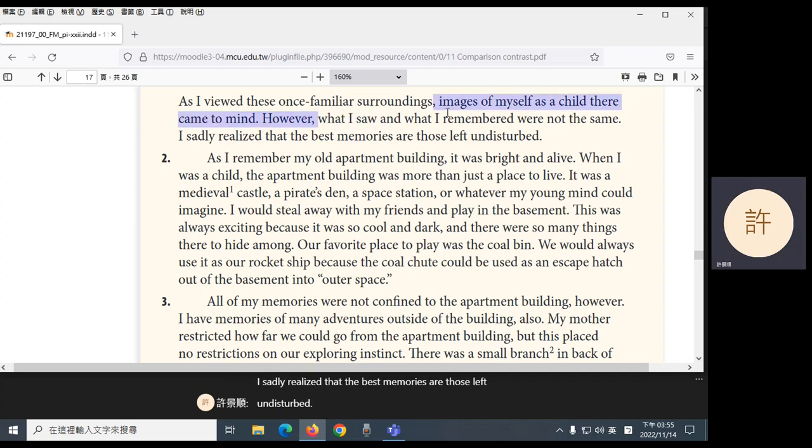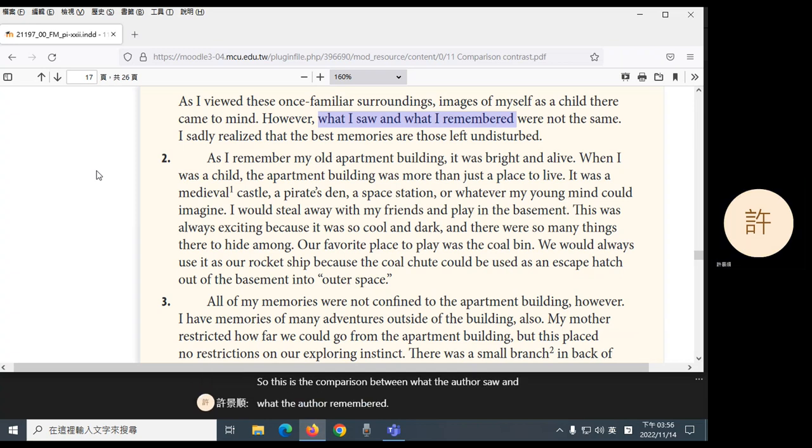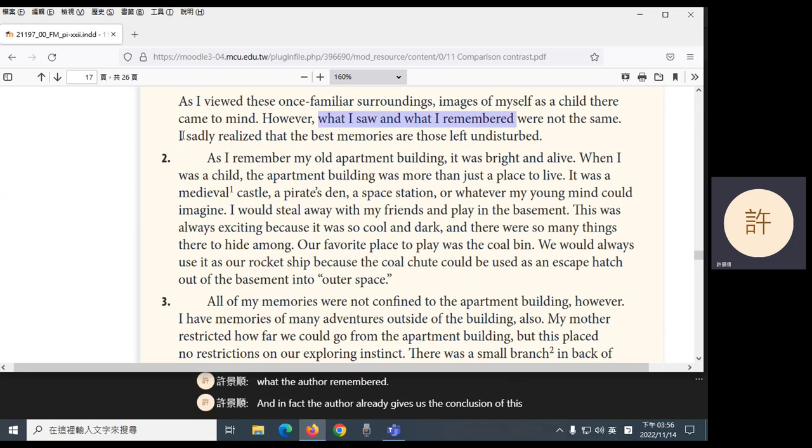So this is the comparison between what the author saw and what the author remembered. And in fact, the author already gives us the conclusion of this essay. The idea that the author wants the reader to take away is that the best memories are left undisturbed.